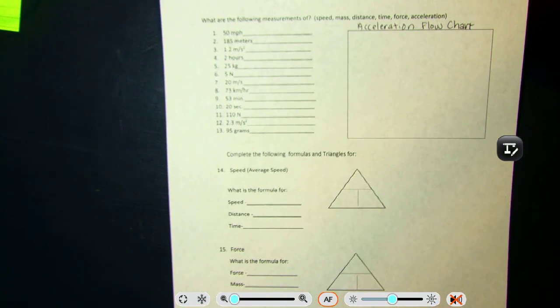And there will be another video on one more worksheet that will be posted for Friday this week. So make sure you're doing this. And if you have any questions, please let me know.